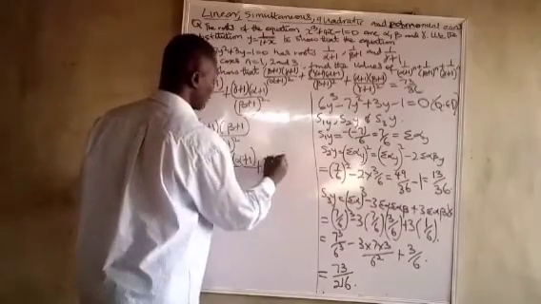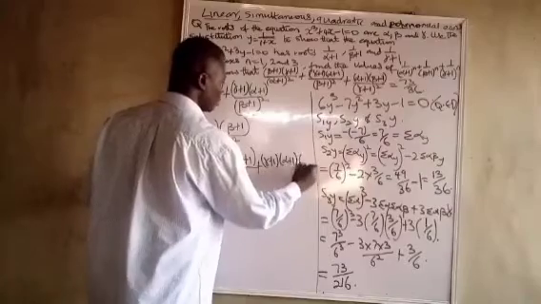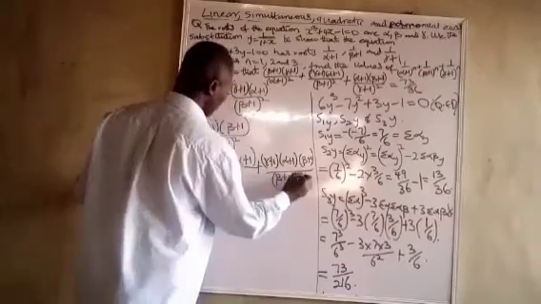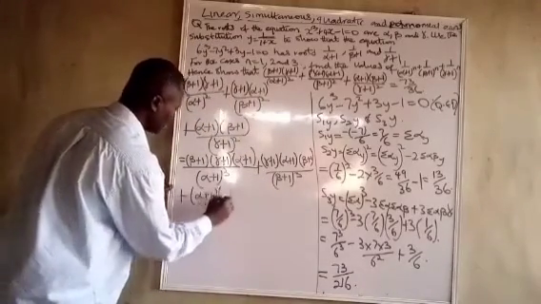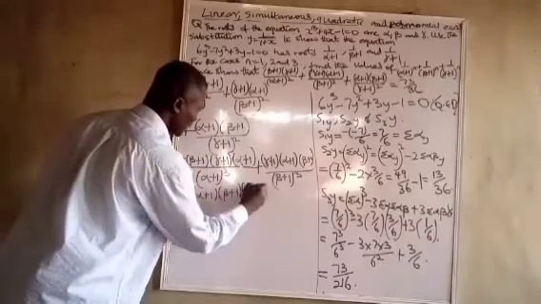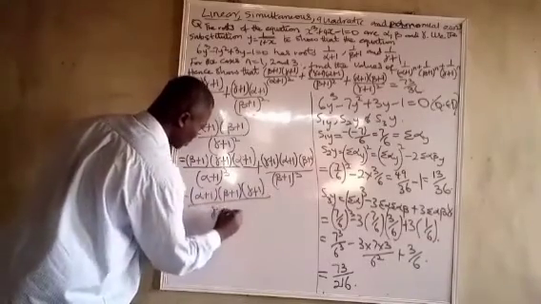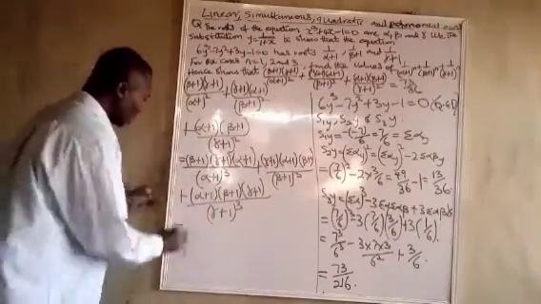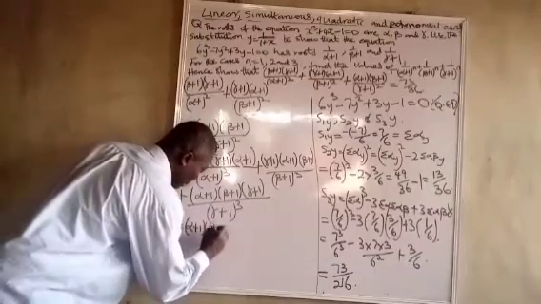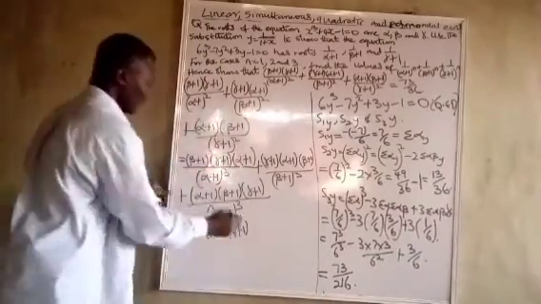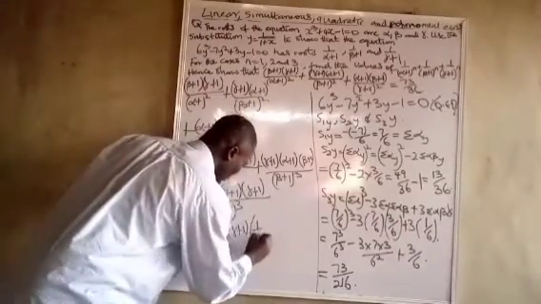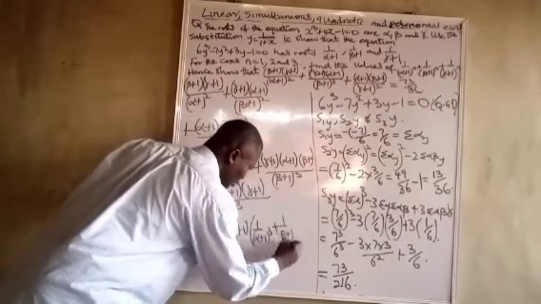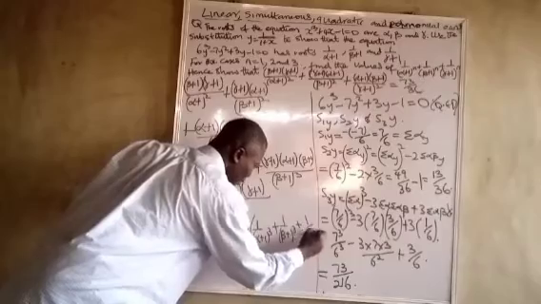Plus (gamma plus 1)(alpha plus 1)(beta plus 1) over (beta plus 1) cubed, plus (alpha plus 1)(beta plus 1)(gamma plus 1) over (gamma plus 1) cubed. So when I factorize this, you can see that they have common terms now. So it's going to be (alpha plus 1)(beta plus 1)(gamma plus 1) into [1 over (alpha plus 1) cubed plus 1 over (beta plus 1) cubed plus 1 over (gamma plus 1) cubed].